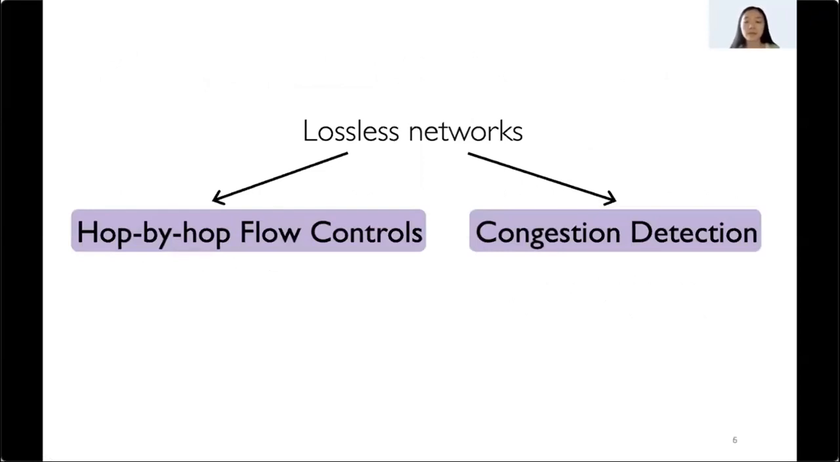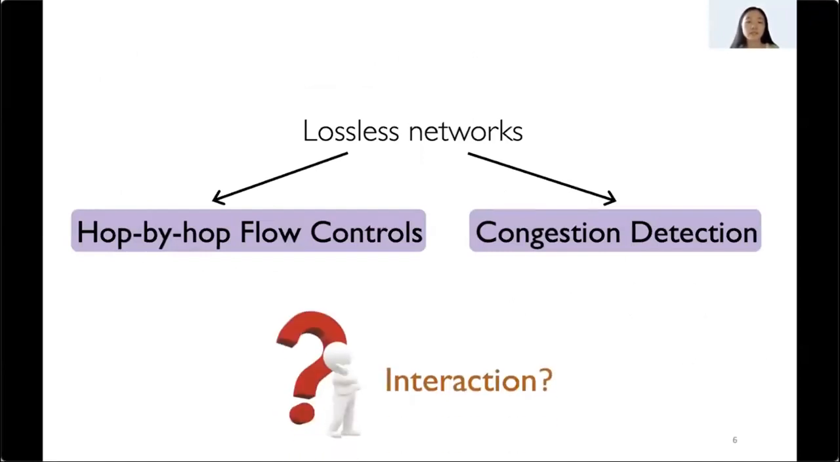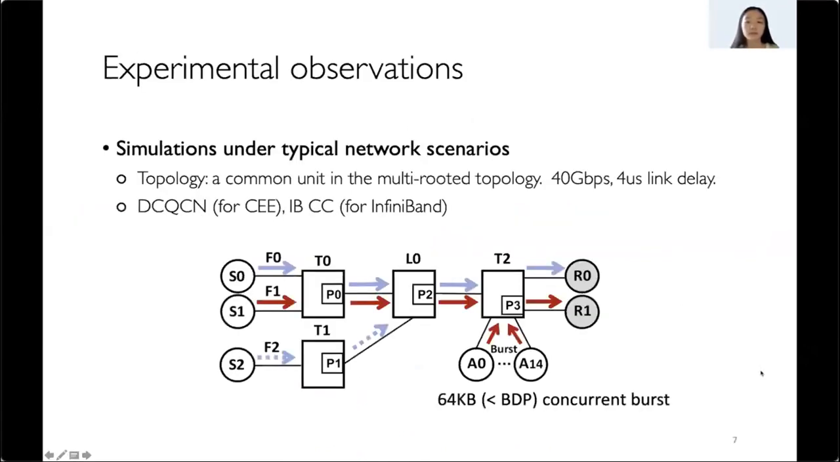In lossless networks, when hop-by-hop flow controls take effect, one problem is how they affect congestion detection behaviors at switches. We think this problem has not been well understood. We conduct fine-grained simulations to investigate the interaction issue. We adopt the topology shown in this figure, with ECN for CEE and IBCC for InfiniBand. S0, S1, and S2 will all send long-lived flows. A0 to A14 will send concurrent bursts to I1. This burst cannot be controlled by end-to-end congestion control.